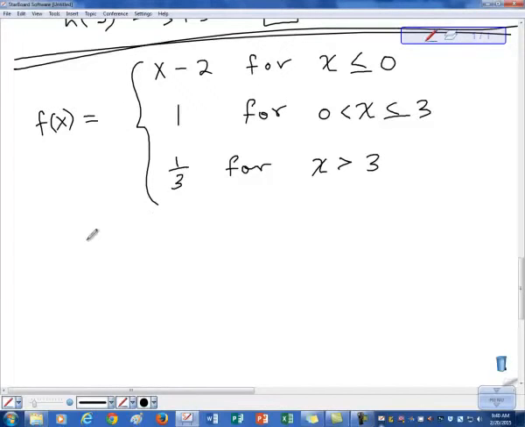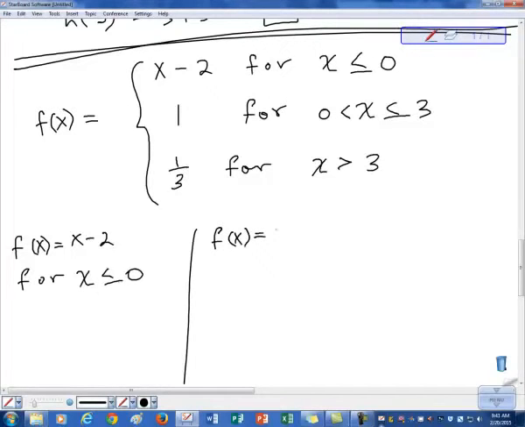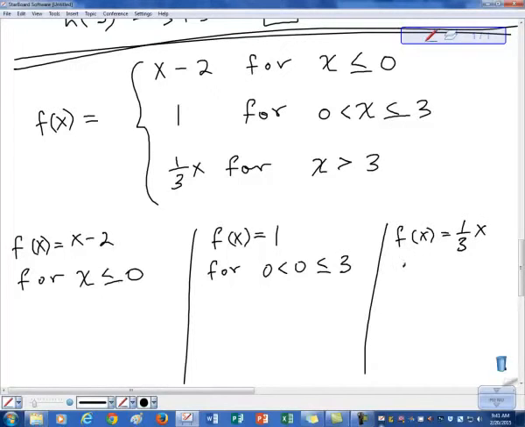Alright, so for graphing, you want to split it into three functions, such as f of x is equal to x minus 2, for x is less than or equal to 0. Alright, that's the first one. And then here we have f of x equals 1, for x is greater than 0 but less than or equal to 3. And then the third one is f of x is equal to 1/3 x, for x is greater than 3.